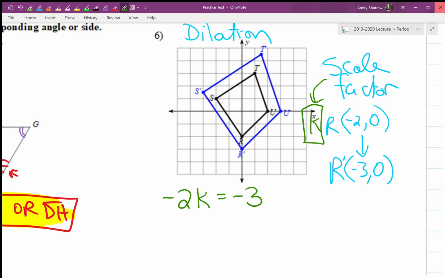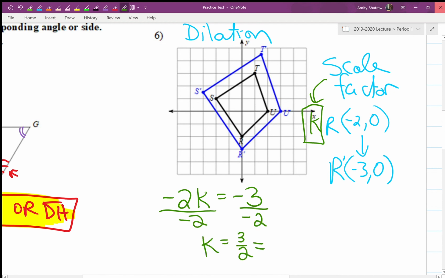I'm not saying negative 2 times negative 3. I'm saying negative 2 times something. So what am I going to use? I'm going to use a property of equality. I'm going to divide by negative 2. I'm going to divide by negative 2. And I'm going to get k equals 3/2, which is 1.5.